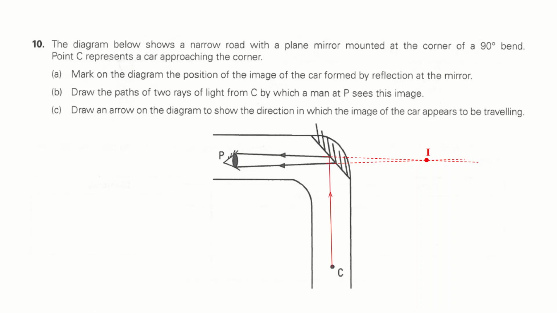So the second part, they ask you to draw the paths of two light rays from C. So I just draw this all the way from C to the mirror. Then draw an arrow on the diagram to show the direction in which the image of the car appears to be traveling. So the image appears to be traveling towards the mirror, because as the car goes up, the image appears to go closer, right? So that's it.